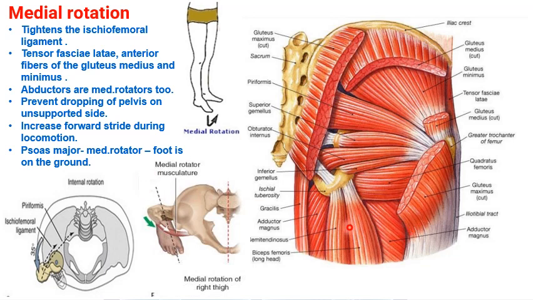And the psoas major muscle acts as a medial rotator when the foot is on the ground. And the psoas major becomes a lateral rotator when the foot is off the ground. So here in medial rotation, the psoas major participates when the foot is on the ground.